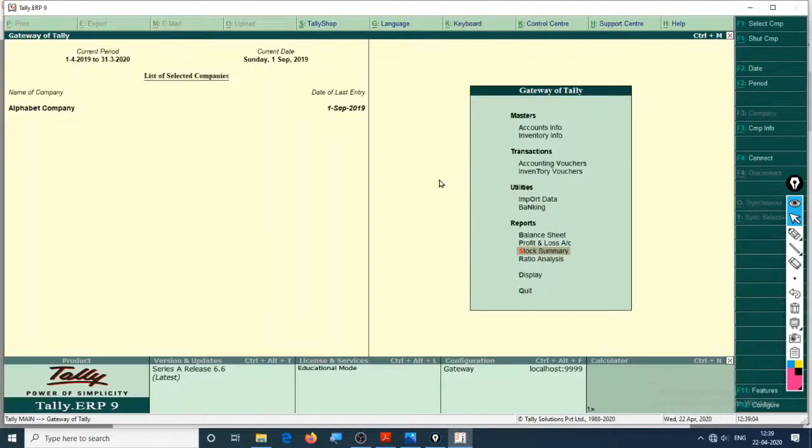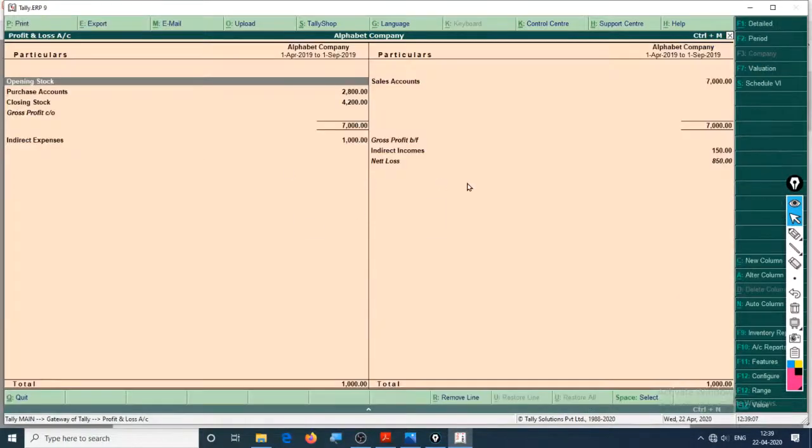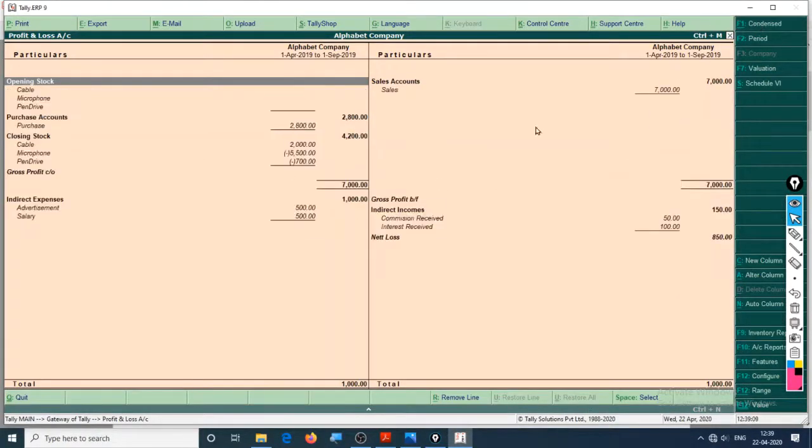So this is how a profit and loss account looks. For the detailed version press Alt F1, because it is underlined. Okay, so sales was 7,000 rupees. Purchase was, we did not have any opening stock, purchase was rupees 2,800, and yes, what's left of the stock is right here.